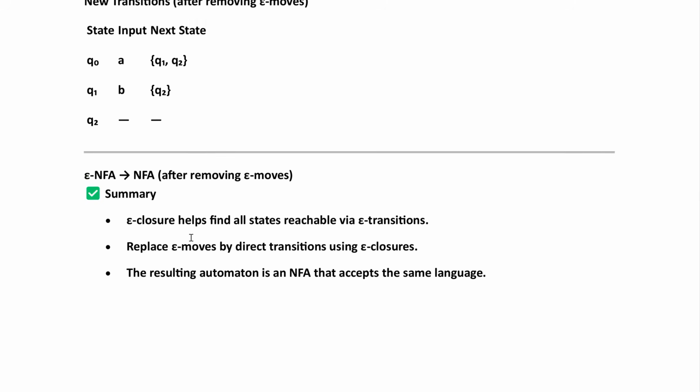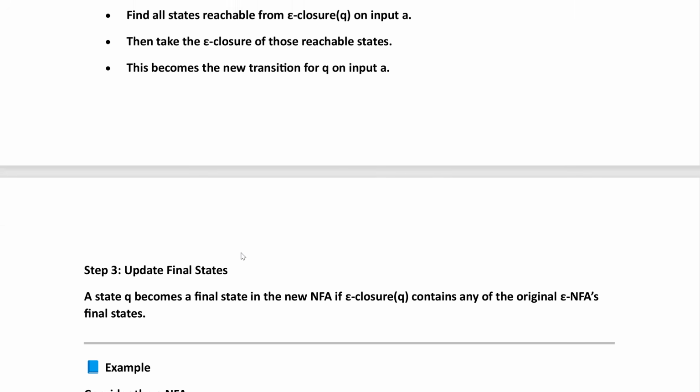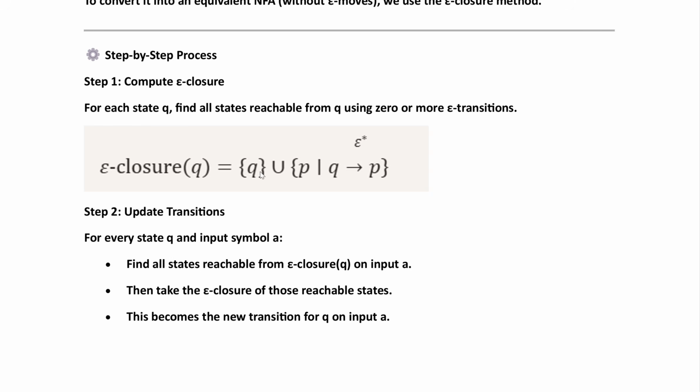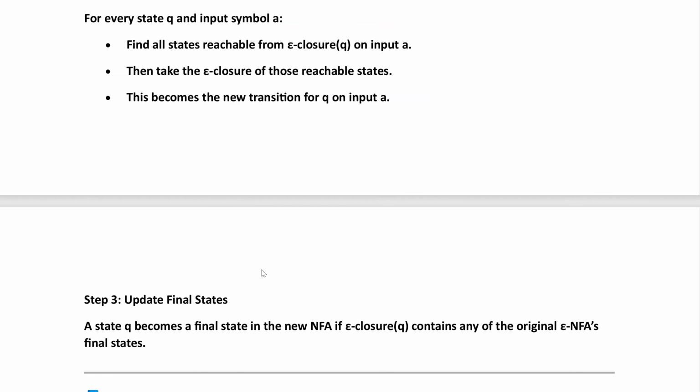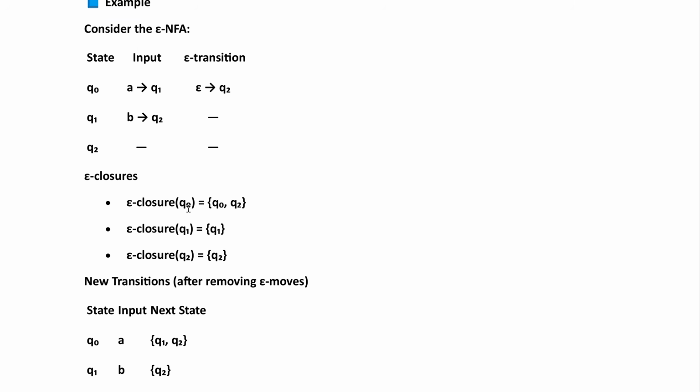So this is the first step while removing the epsilon moves from an epsilon NFA. As you can see here, the first step says that we have to compute the epsilon closure for all of the states. After that, we have to update the transitions based on this set of rules. How will you update transitions? First of all, we have to consider these epsilon closures. And once you consider the epsilon closure, for example, the epsilon closure of Q0 is Q0, Q2.